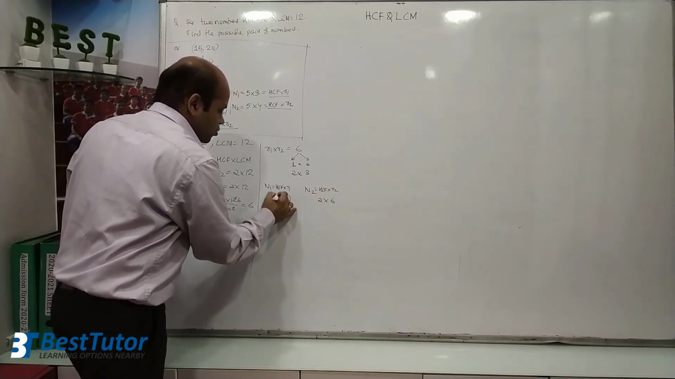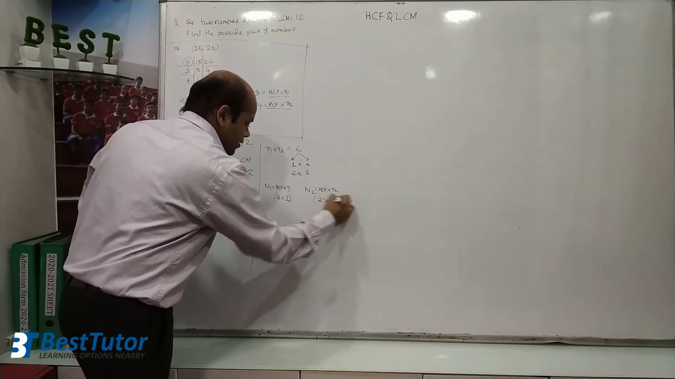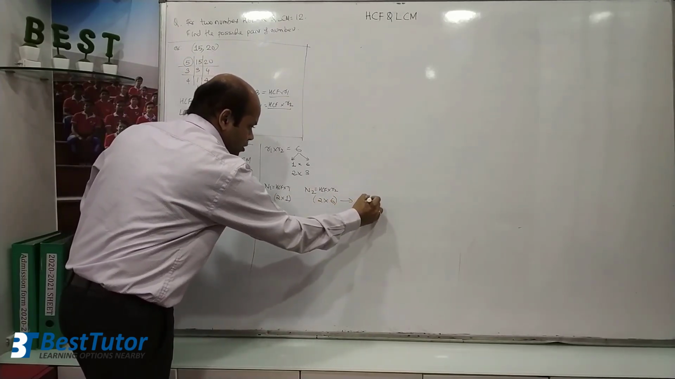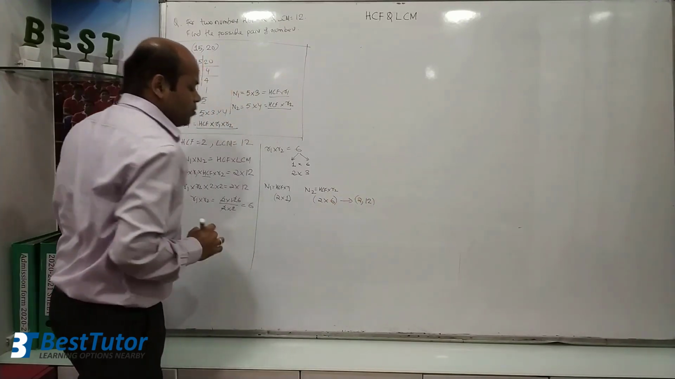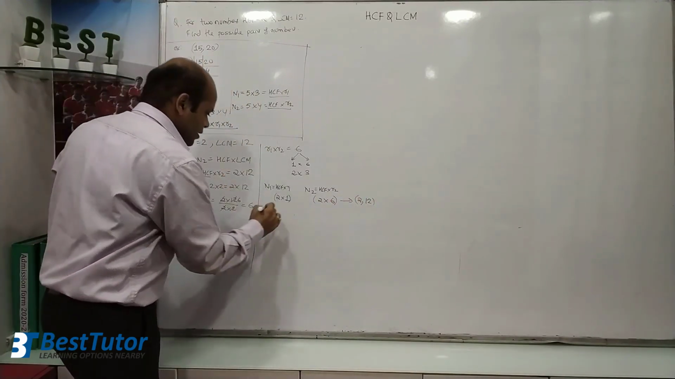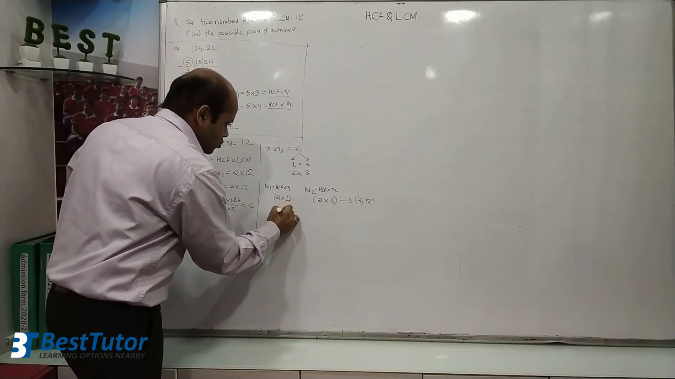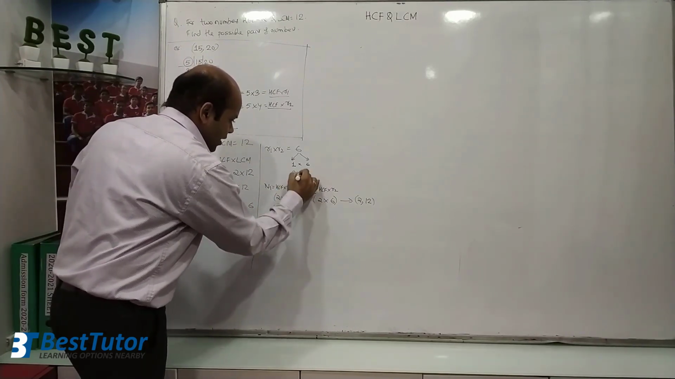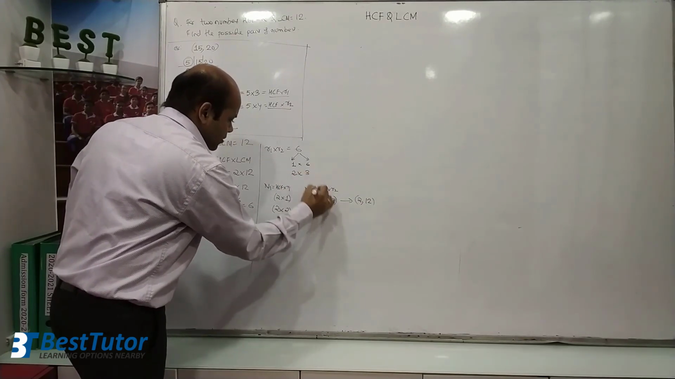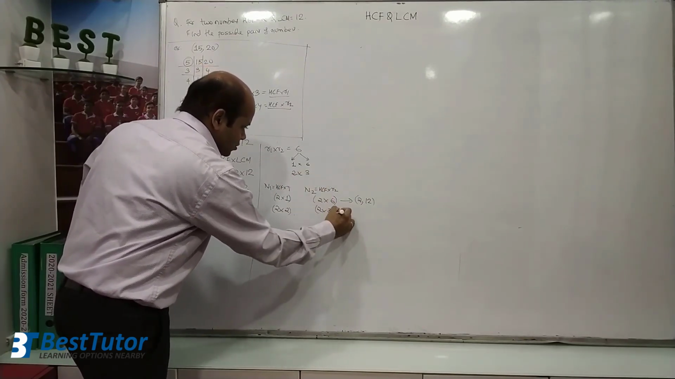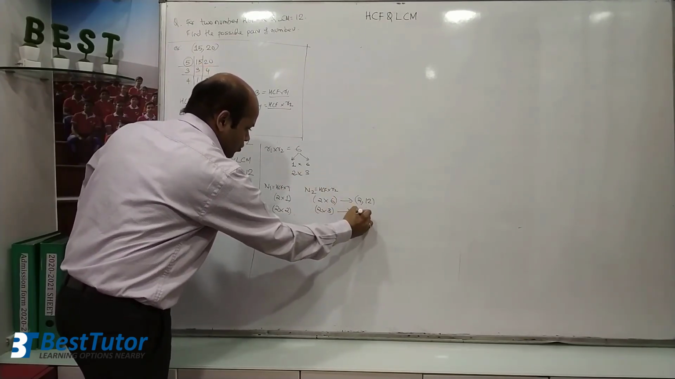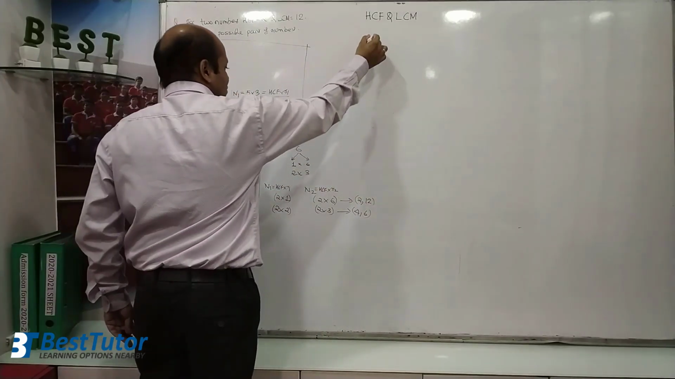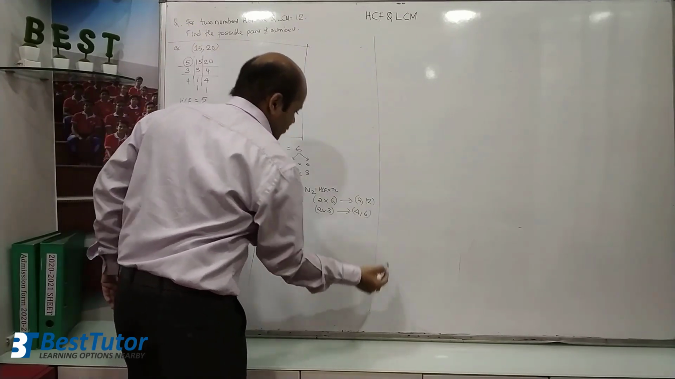So what are the two numbers possible? First case. 2 into 1 is 2 and 2 into 6 is 12. So, two numbers are 2, 12. Second case, we have HCF as 2 multiplied by 2, and then HCF is 2 multiplied by 3. We get 3. So, what are possible cases? 4 and 6.